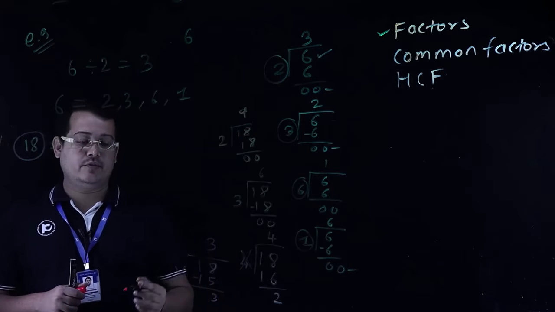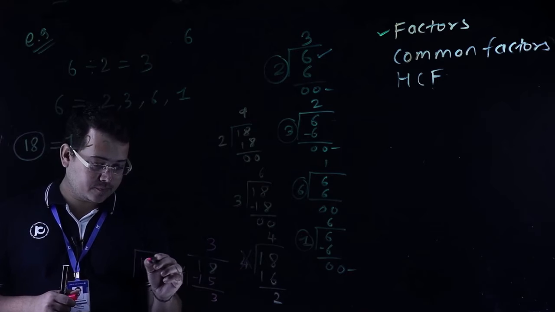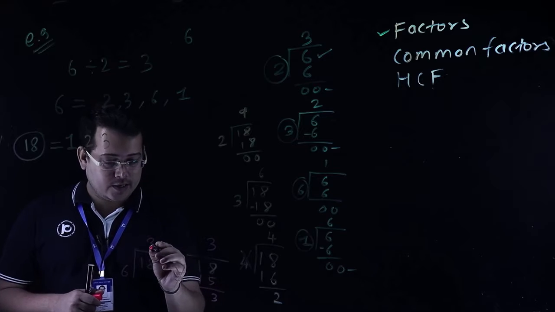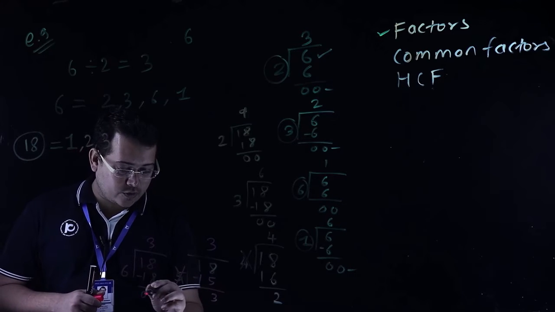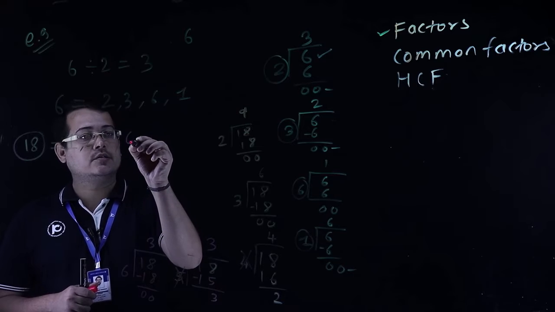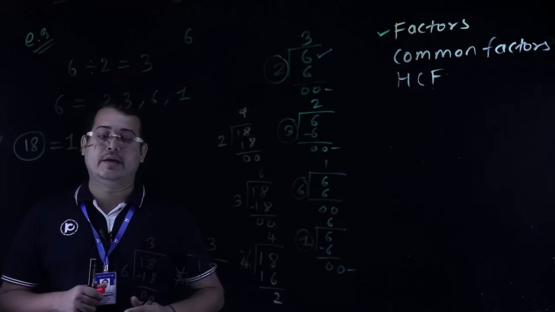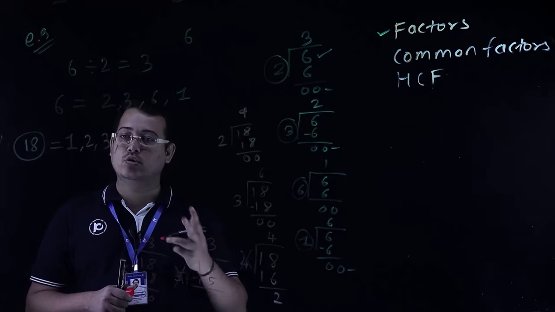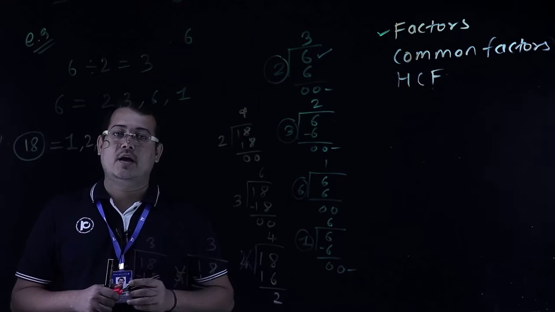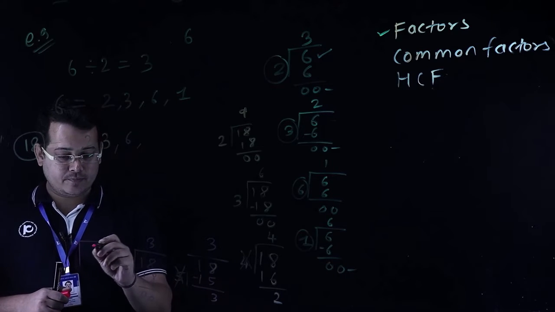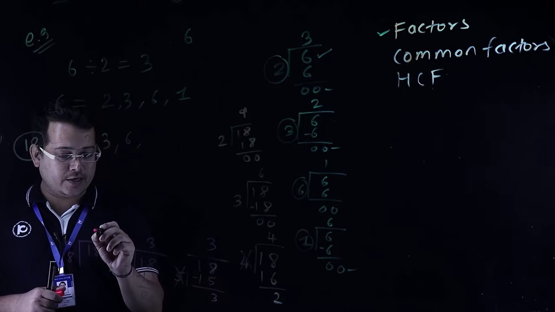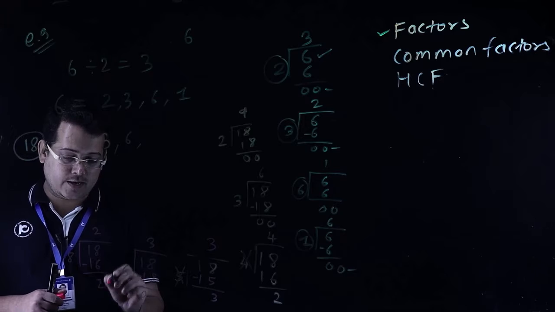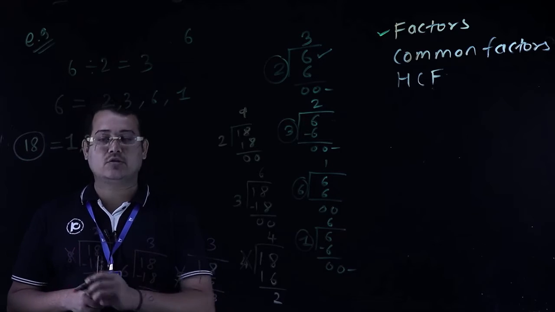Going with the next number, that is 6. 6 1s are 6, 6 2s are 12, 6 3s are 18. So now I am getting 0 as the remainder. So I can consider 6 also as a factor of 18. Now it is not possible with 7 because 7 3s are 21 and 7 2s are 14. So I cannot take 7. Now try with 8. 8 1s are 8, 8 2s are 16, 8 3s are 24. Again I am getting a remainder. So I cannot take 8 as a factor.